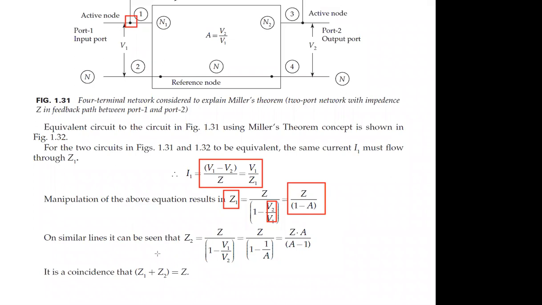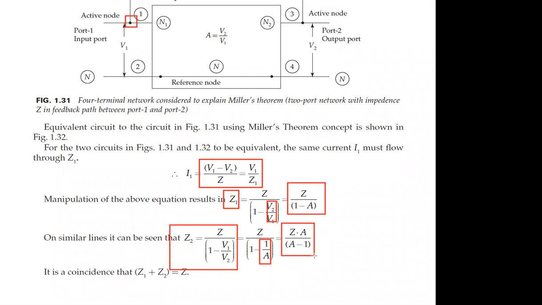Similarly, we can write the relation for Z2. Again I take the relation for I2. I2 can be written as (V2 minus V1) by Z, which equals V2 by Z2. By simplifying, we write this as Z by (1 minus V1 by V2). V1 by V2 is nothing but 1 by A. Taking the LCM, what happens? This will equal ZA by (A minus 1).